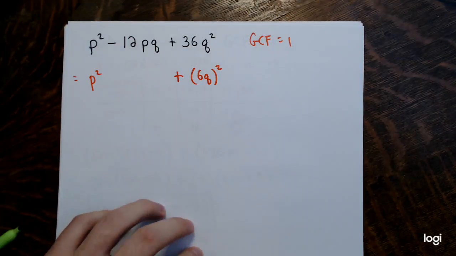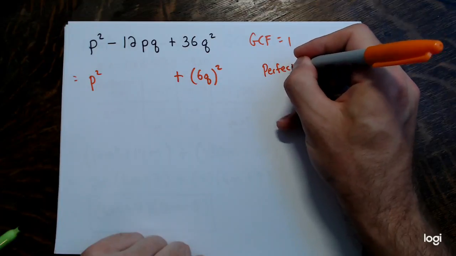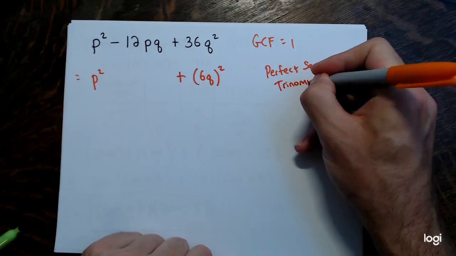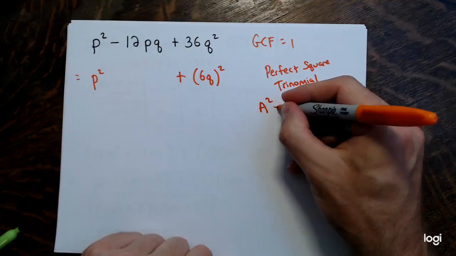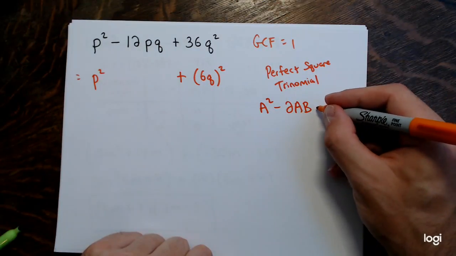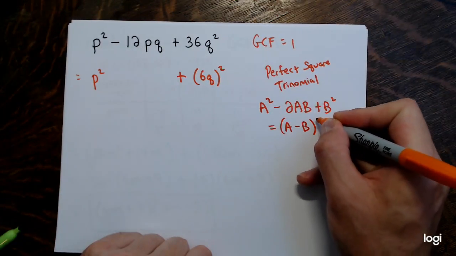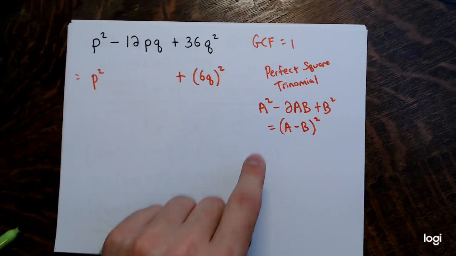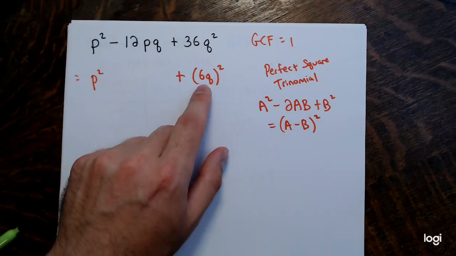So I'm thinking, hey, maybe this is a perfect square trinomial, where you have something squared, and then this would be the minus one here, minus 2 times that thing times the other thing, 2 times ab plus b squared. And this can factor to a minus b times a minus b, right? I've written this up before in this video, where a is p and the b is 6q.